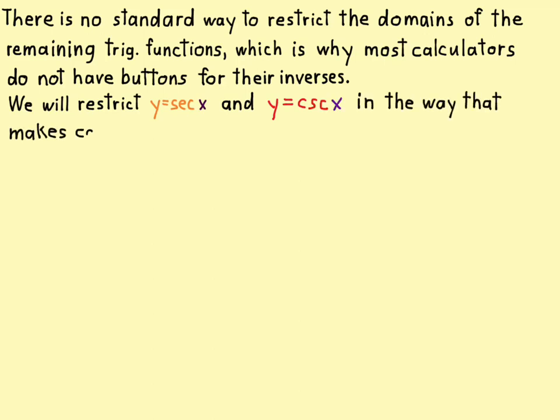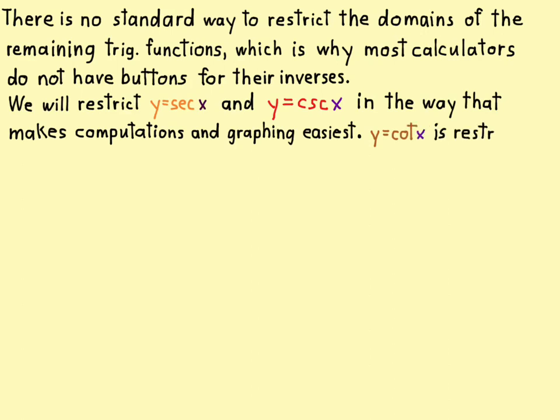So we will restrict y equals secant x and y equals cosecant x in the way that makes computations and graphing easiest. That's our general guiding principle. And not everybody does this. Some people do it in other ways for other reasons. Okay, y equals cotangent of x is restricted to one branch, which is also not always done.